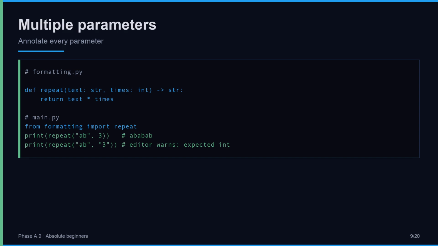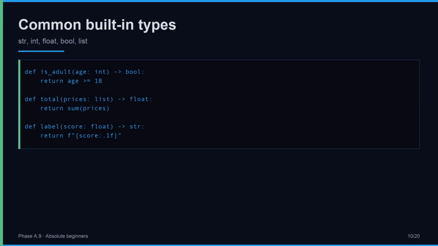Annotate every parameter. The most common built-in types are str, int, float, bool, and list. is_adult takes an integer age and returns a boolean. total takes a list of prices and returns a float. label takes a floating point score and returns a string formatted to one decimal. These five types cover most of what you annotate in beginner code. For more specific container types, like a list of strings, you will use the typing module, which we will meet soon. Five built-ins cover most cases.